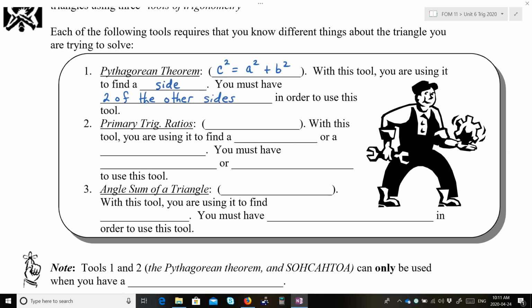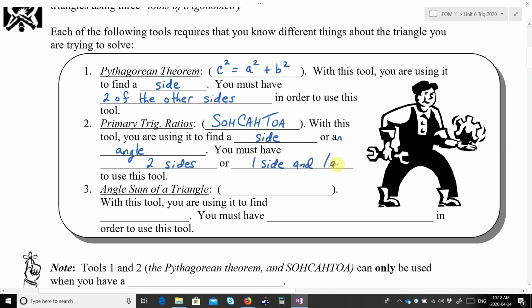Number 2 are the primary trig ratios. That's sine, cos, and tan, and it follows the little acronym SOHCAHTOA. With this tool, you are using it to find a side or an angle. You must have 2 sides or 1 side and 1 angle to use this tool.